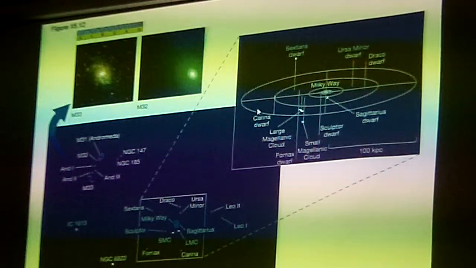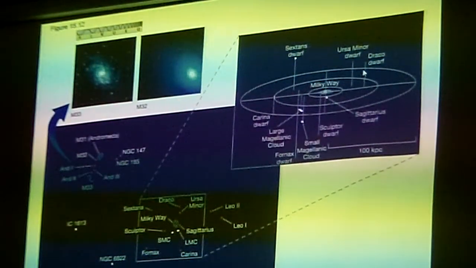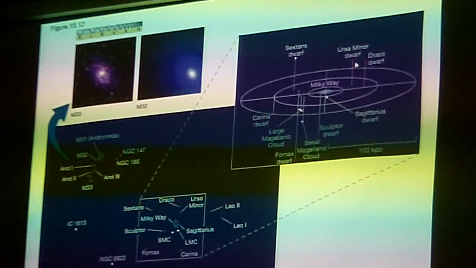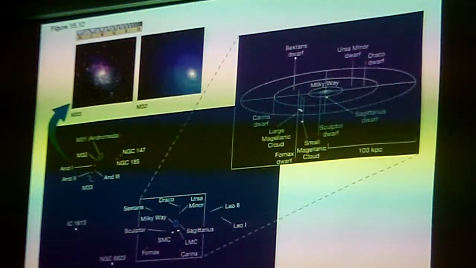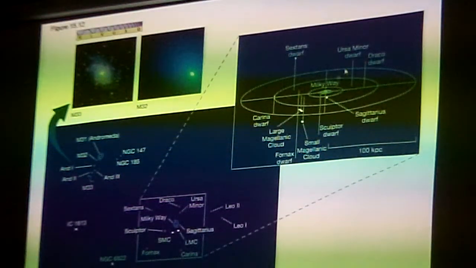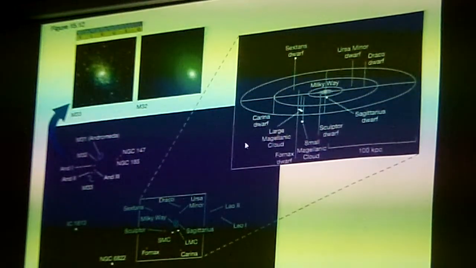These are all little galaxies. The reason why they're called dwarf is because they're dwarf galaxies. They're small galaxies that might only contain a few million stars. Only a few million stars. That's a lot. And so we got all these little galaxies orbiting our galaxy.